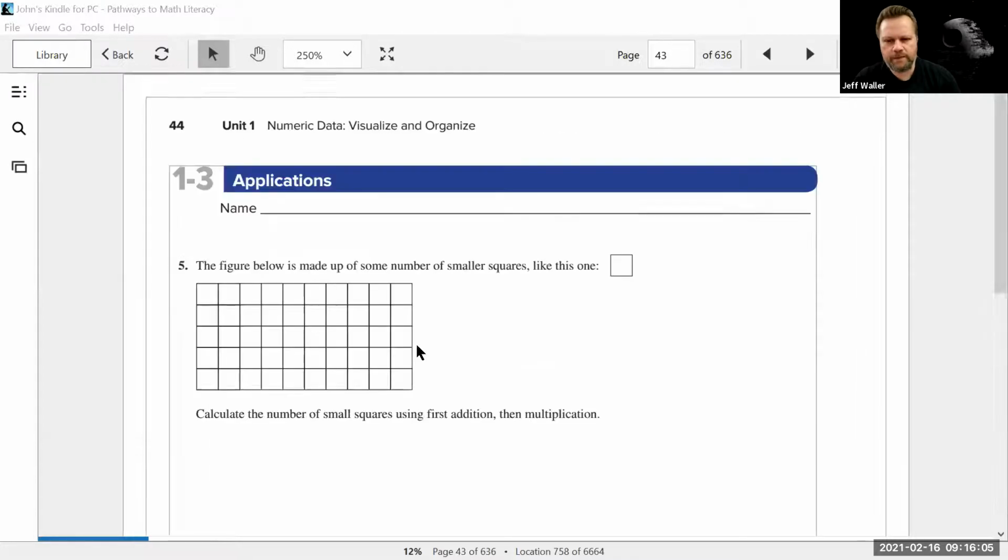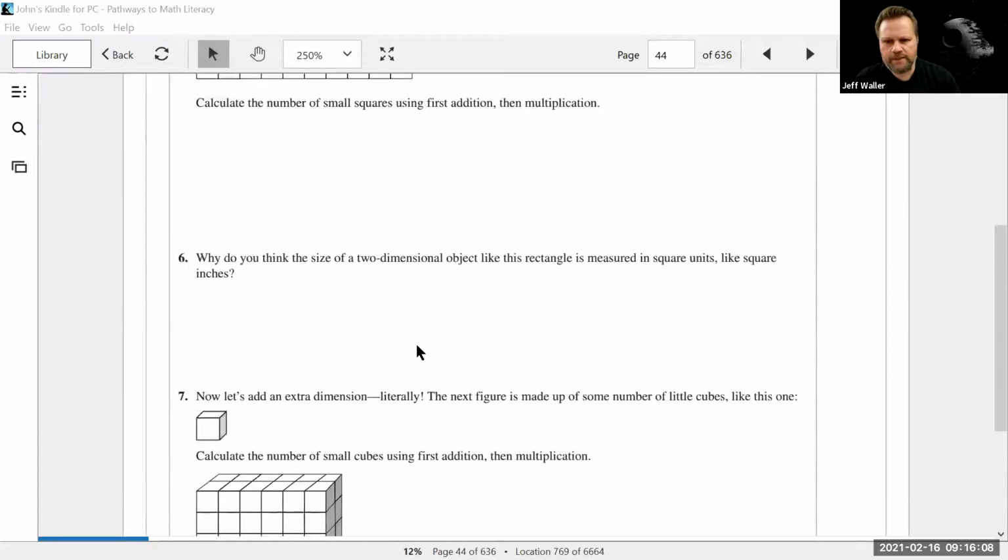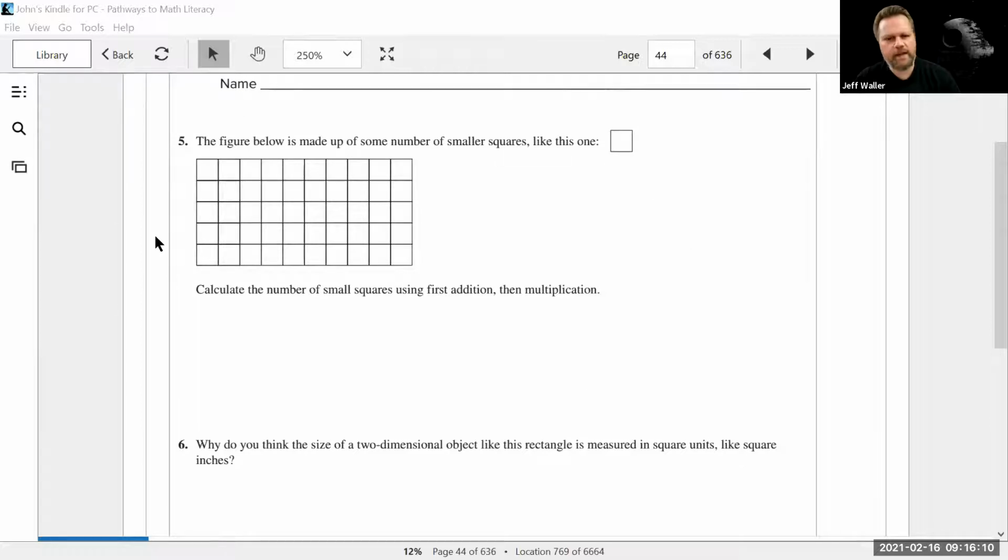I don't know if you guys are with me. And then the other question was number 7. Now these are really cool. I love these problems. Can somebody tell me here? I'll give you an answer. You ready? You guys tell me. What'd you guys get for number 5?